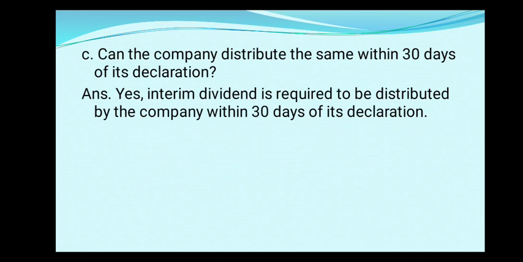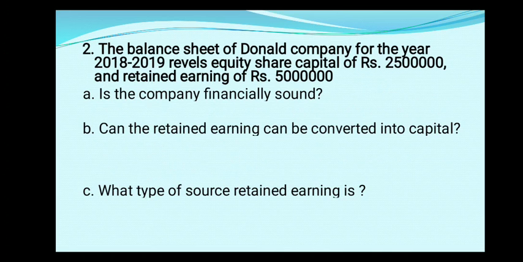Understood? Now, second case is the balance sheet of Donald Company for the year 2018-19 reveals equity share capital of rupees 25 lakh and retained earning of rupees 50 lakh. Read the case carefully. Correct? Now, do you know what is equity share capital? Capital provided by the shareholders in a company is called own capital. Correct? And the own capital consists of equity share capital.